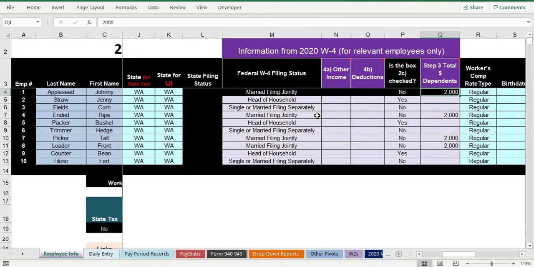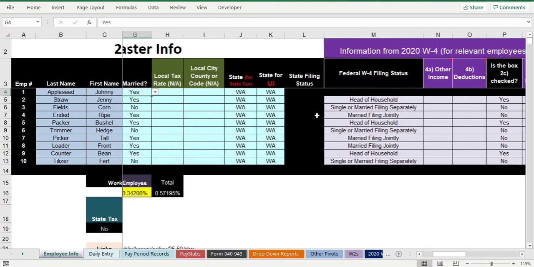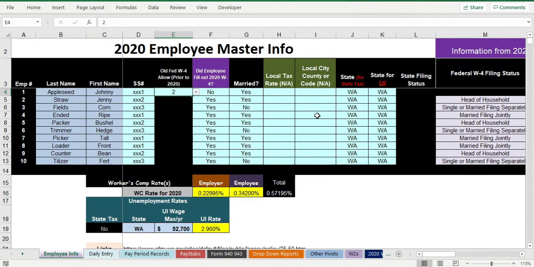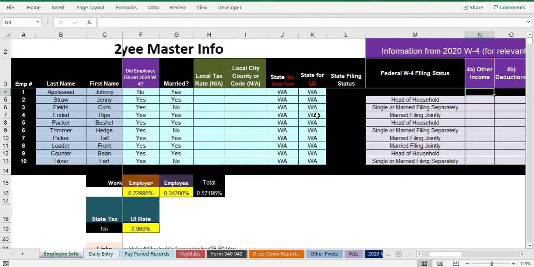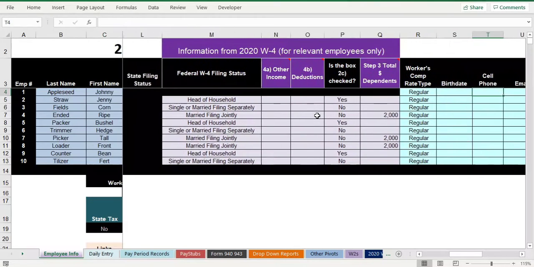So actually, I'll just remove that right now. Let me show you an old person first. So this person didn't fill out a 2020 W-4. They have 2 allowances. They are married. They're in Washington. The local city and tax doesn't look like that matters.